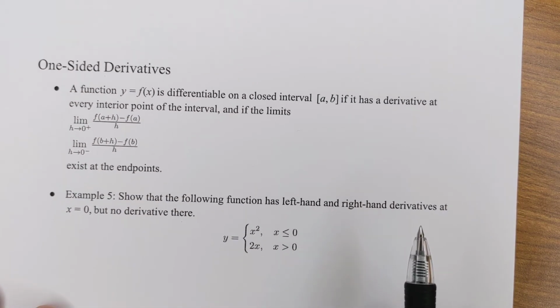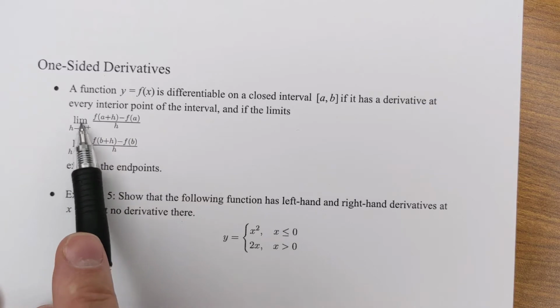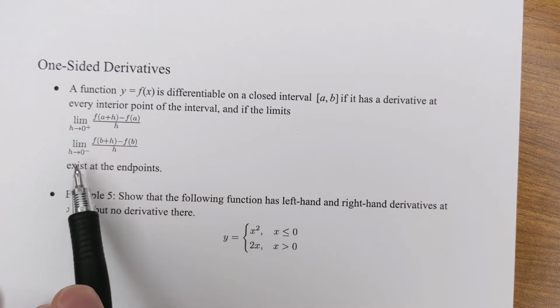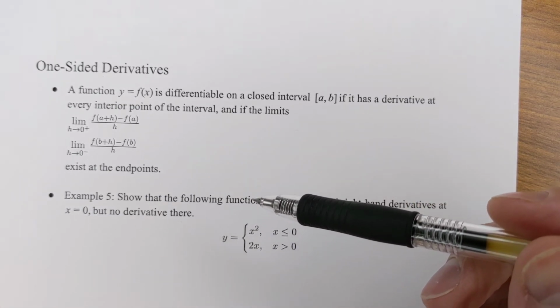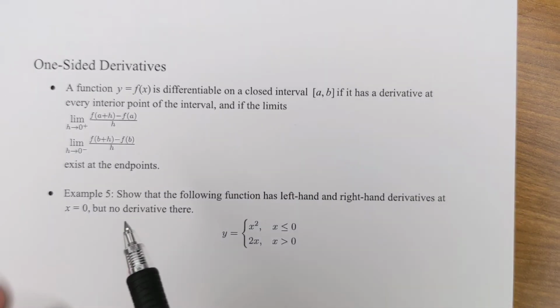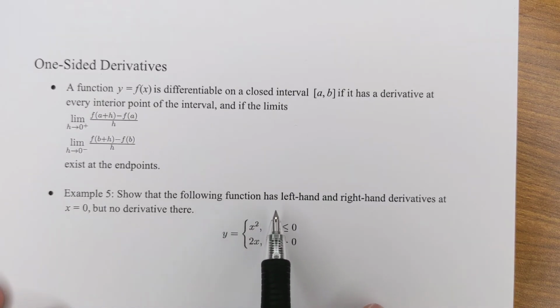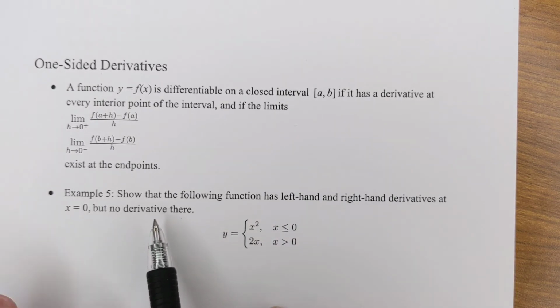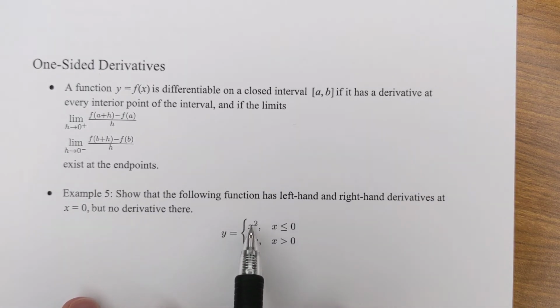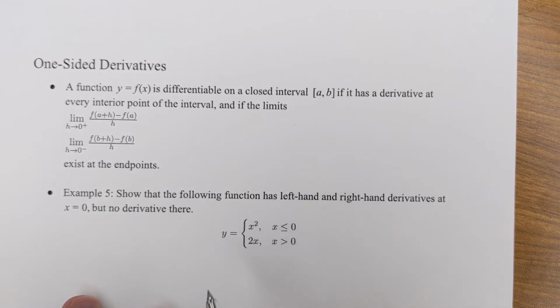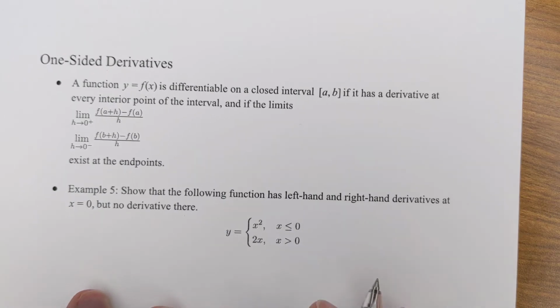Okay, one-sided derivatives. So just like with limits, you can have one-sided derivatives, so derivative from the right, derivative from the left. Because if you have a closed interval, you can't talk about a derivative at the endpoint because there is no other side of it. So example 5 here says show that the following function has left and right hand derivatives at 0 but no derivative there. So what I'm going to do is find the derivative of this equation and find the derivative of this equation. If they're not the same, there is not an overall derivative. Just like with limits, if the left hand and right hand aren't the same, the limit doesn't exist.